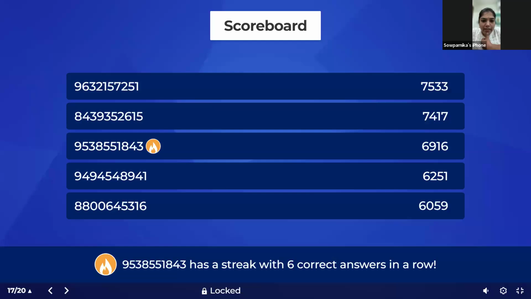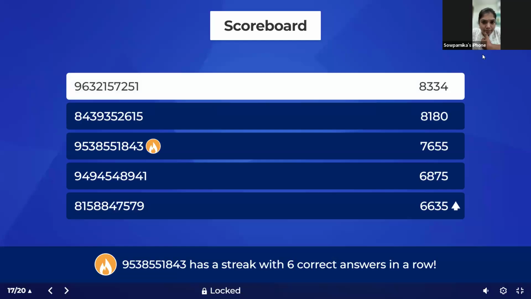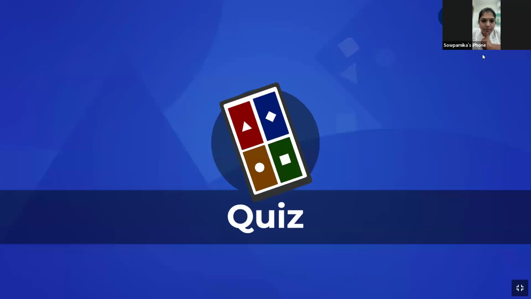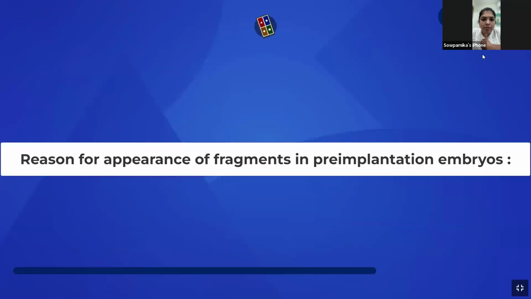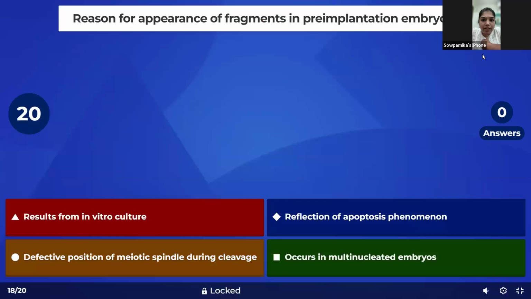Moving on to question number 18. Reason for appearance of fragments in pre-implantation embryos: results from in vitro culture, reflection of apoptosis phenomena, defective position of meiotic spindle during cleavage, occurs in multinucleated embryos.